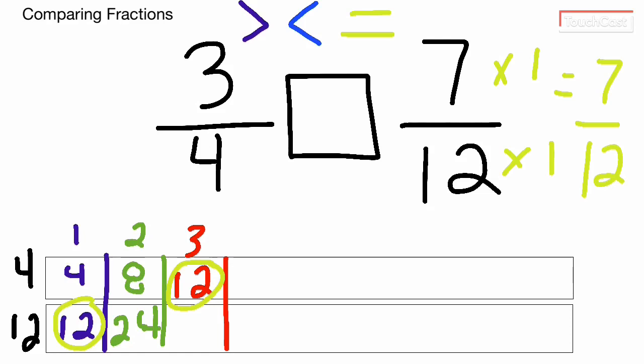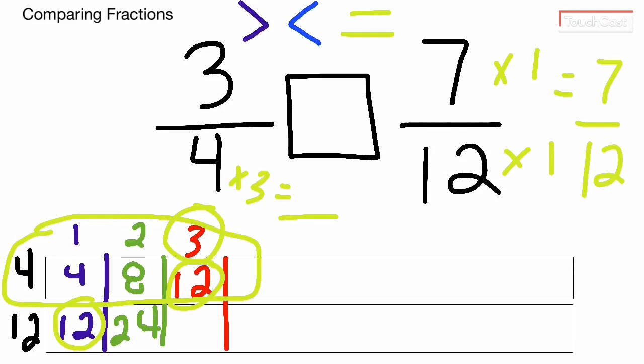When I look down here at my 4, I notice that it takes 3 times to get 4 into 12. So I'm going to multiply that 4 times 3. That gives me 12. Now we'll have the same denominator, so I can compare the two. And anything I do to the bottom, I have to do to the top. So now on the top, I'm going to do 3 times 3, which is equal to 9.